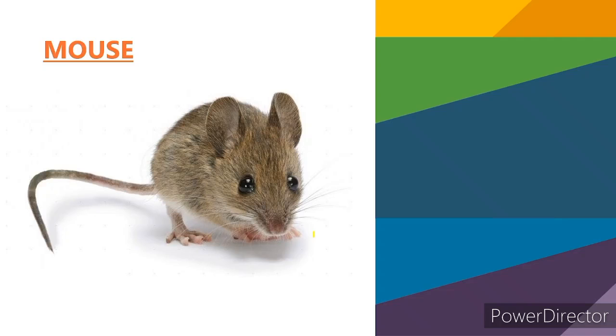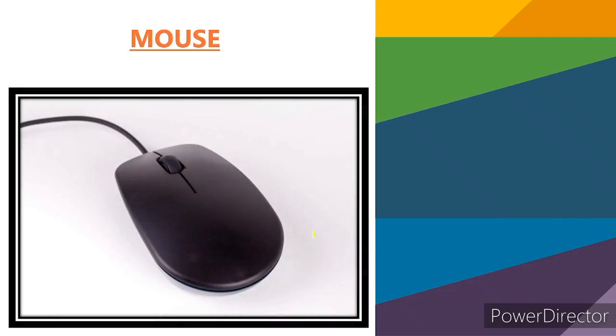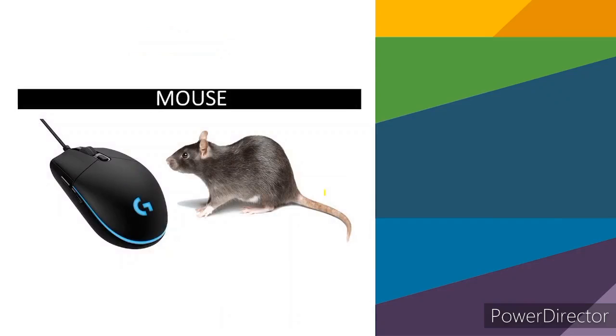Yes? Now look at here. What is this, children? Yeah. This is also called a mouse, but this mouse we find in a computer. Yes? So this is a part of a computer, right? So children, we know two mouses. One is a computer mouse and the other one is a live real animal, right? Children, in this lesson we are going to learn in detail about the computer mouse.